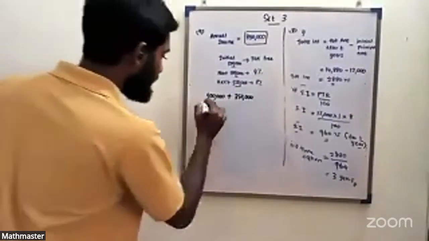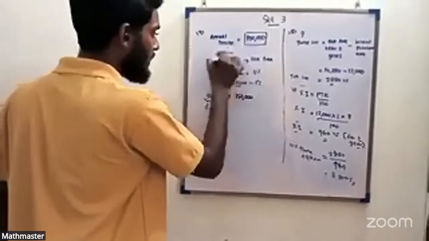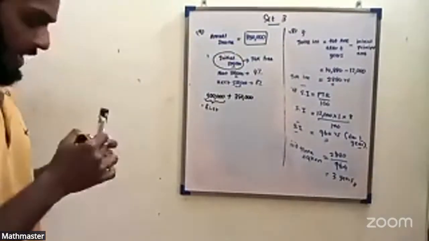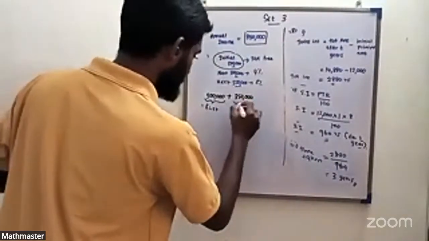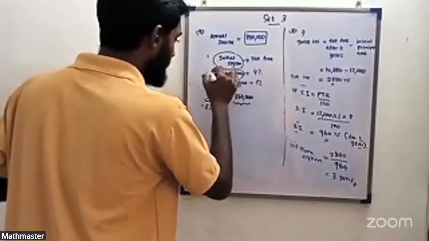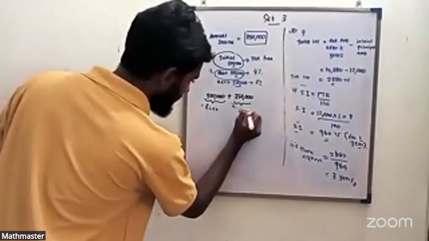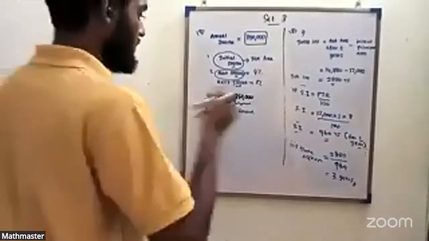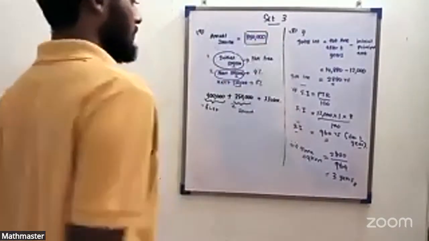Right? Now, this 500,000 is the first bundle, and this 350,000 belongs to the second bundle. Now you can find the income tax.